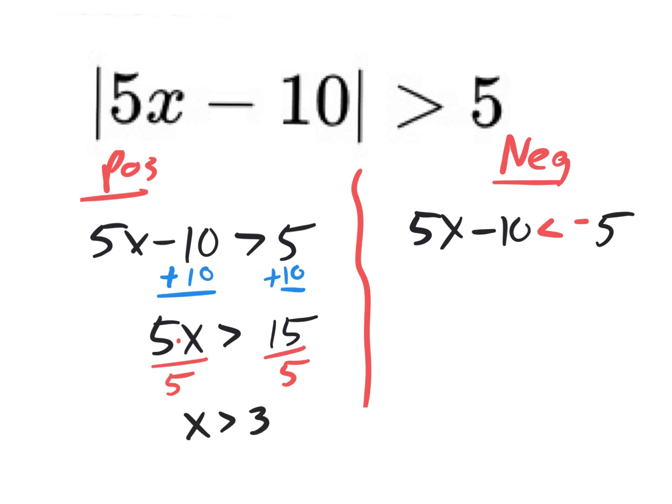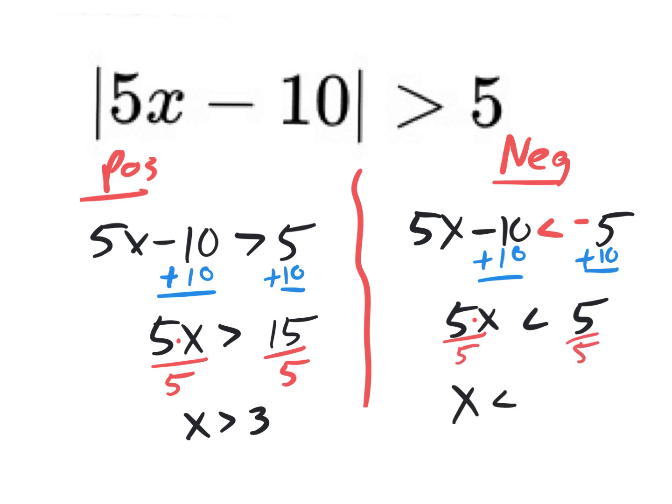Let's do the other one. Likewise, get rid of that minus 10 by doing the opposite, plus 10. We do one side, do the other, plus 10. We have 5x is less than 5. That's really saying 5 times x is less than 5. So you get rid of that by dividing by 5, dividing by 5. Final answer is x. You don't flip it. You didn't divide by negative. X is less than 1.